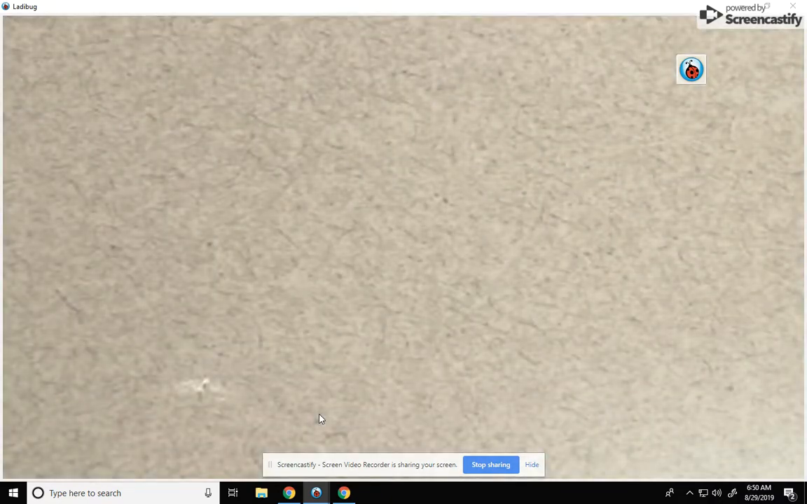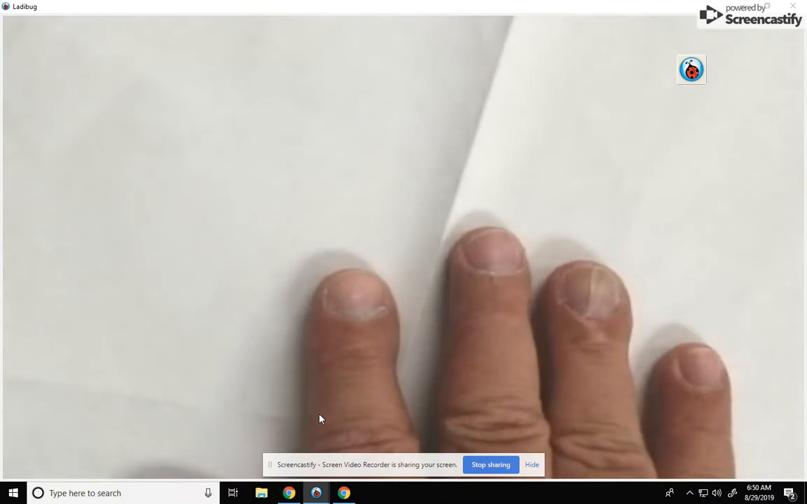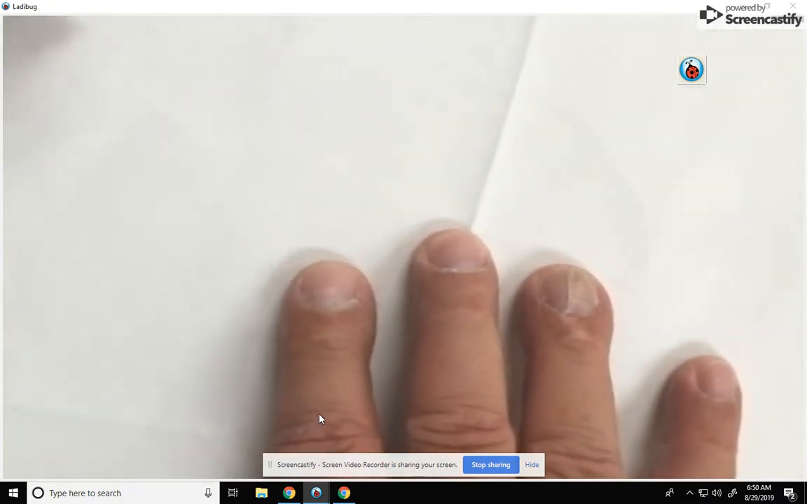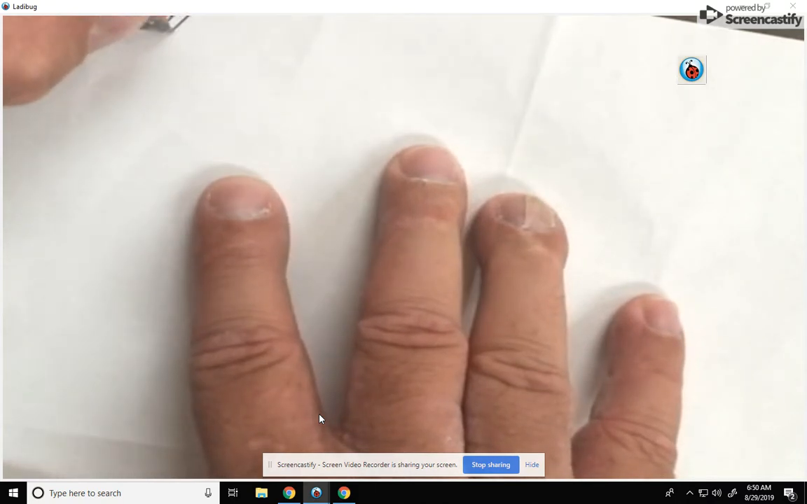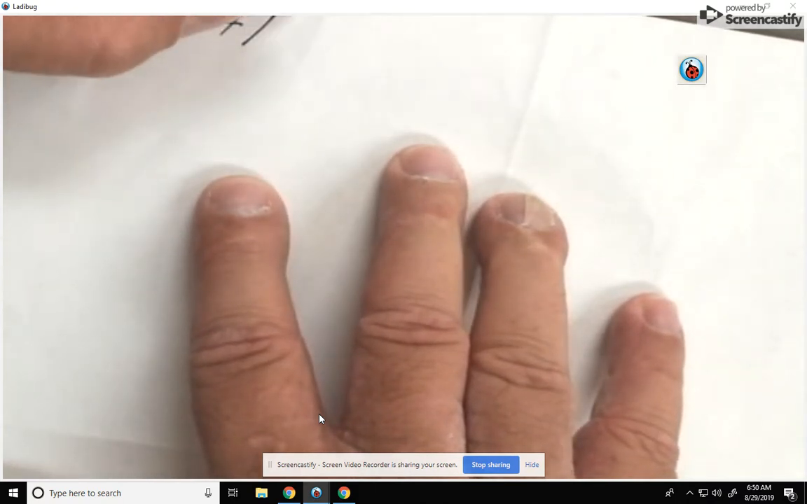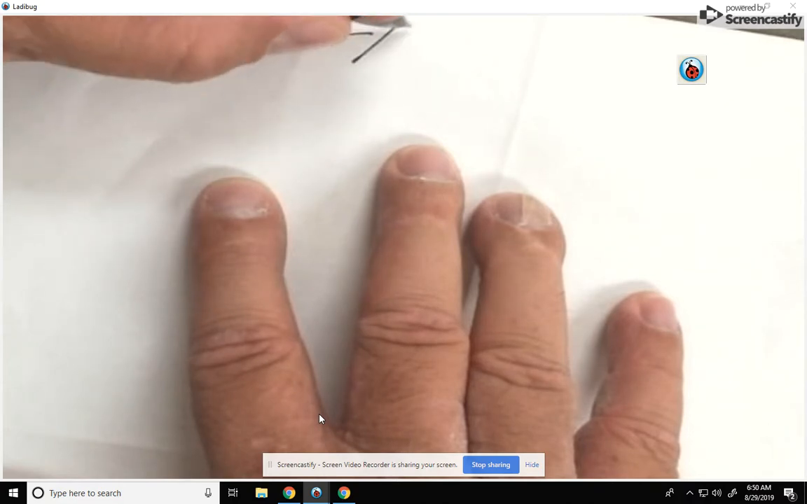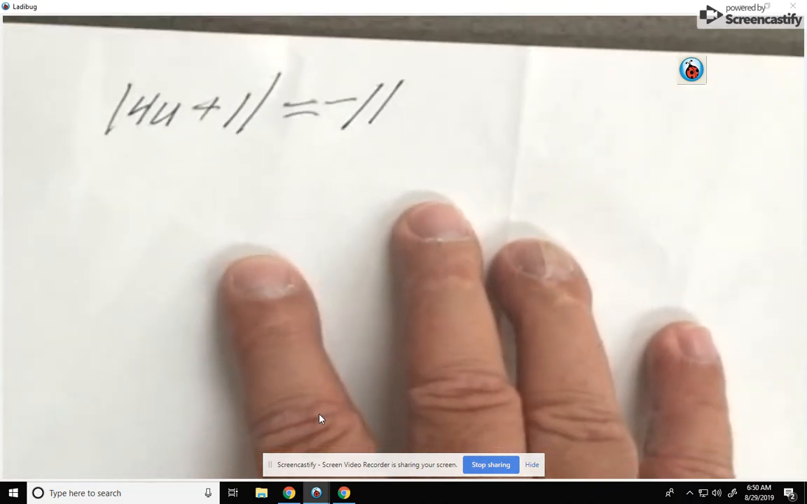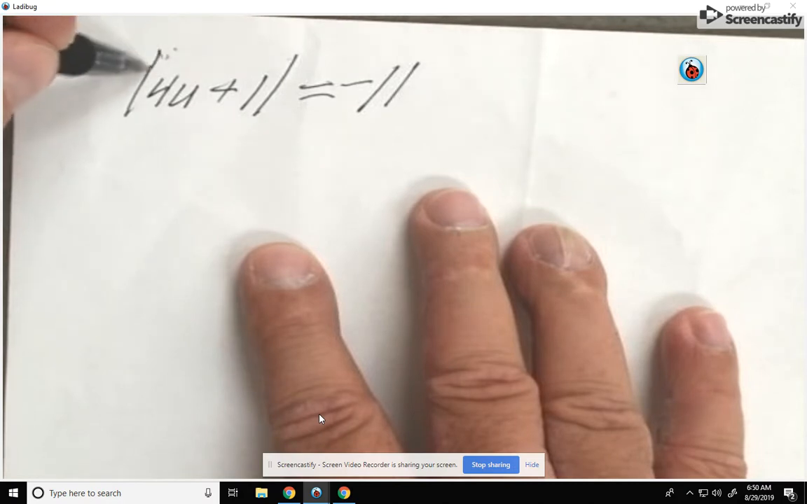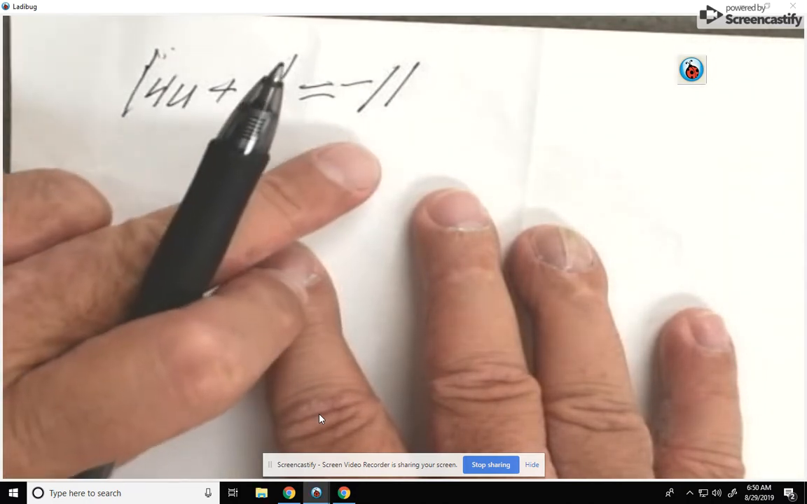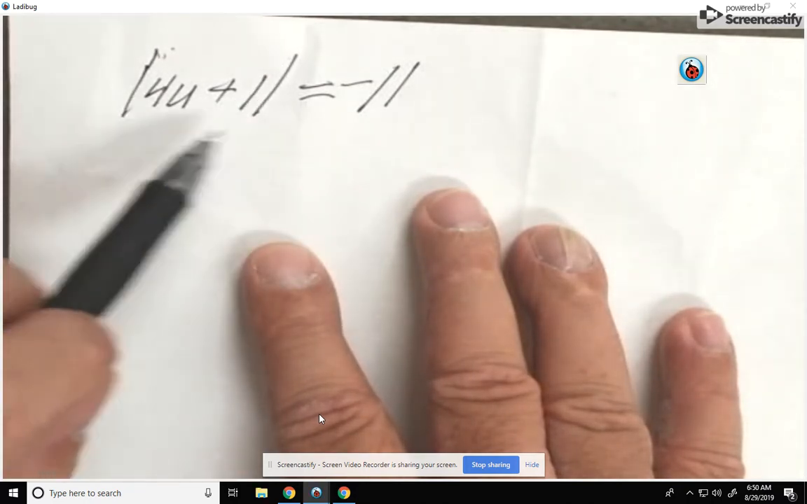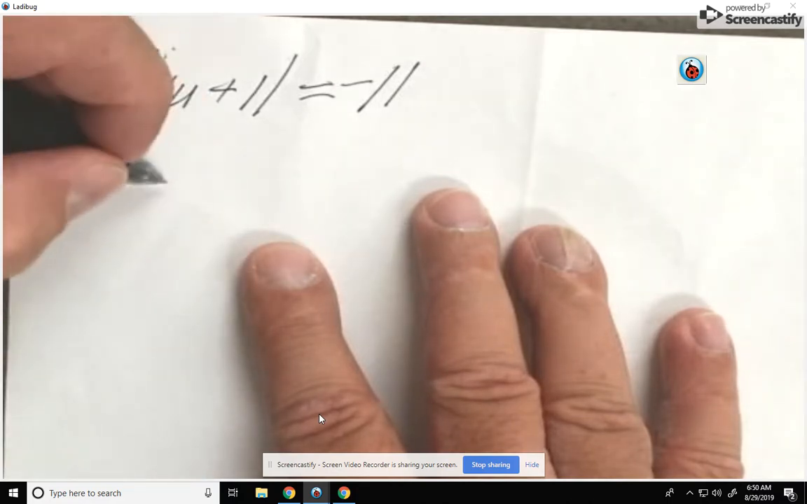Now, two quick things I want to add that did not show up on this sheet. Okay, first off, if you have an absolute value of your equation that equals a negative, so like in this case, we have the absolute value of 4u plus 1 equals a negative 11. Okay, there is no number that the absolute value will give you a negative. Therefore, if you have this situation, it is no solution.